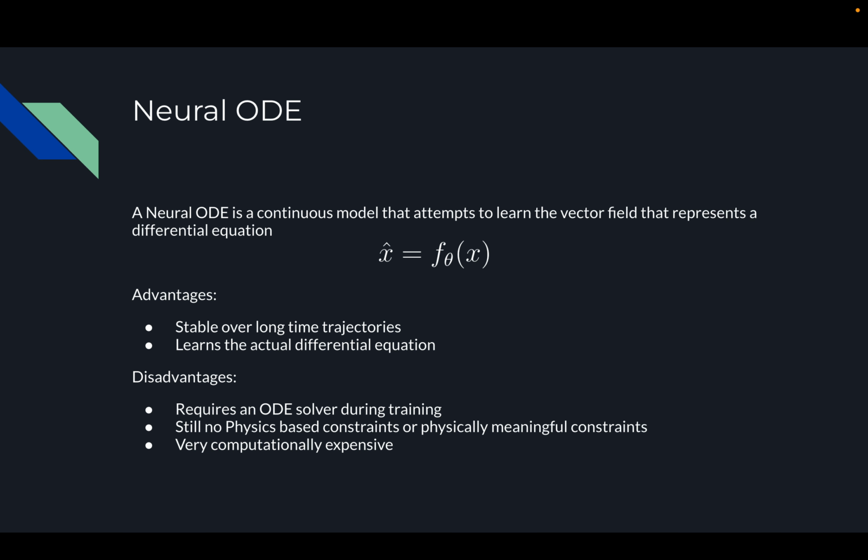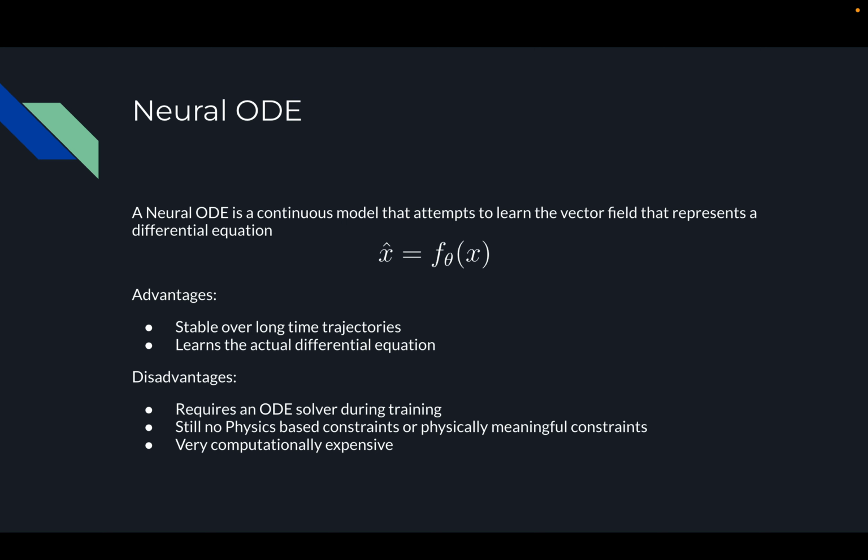Which then brings me to my second machine learning based method, the neural ordinary differential equation, which is a continuous model that attempts to learn the vector field that represents a differential equation. It has the advantage of being more stable over long time trajectories and learning the actual differential equation instead of just a function.